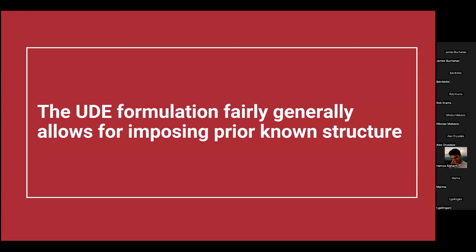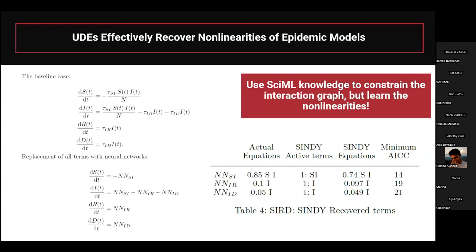So one of the interesting things with the UDE is that it allows for using some pretty general prior known structure, right? And so what I've written down before is basically, I know part of the ODEs, but can we do this even if we don't know ODE information? So here's a case that actually showed up in that work that we did with Sandia.